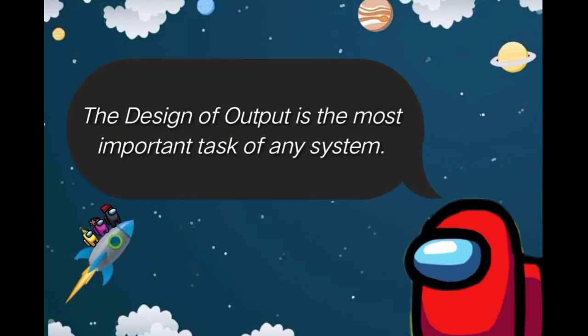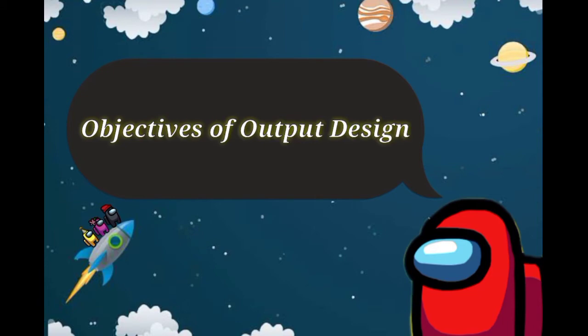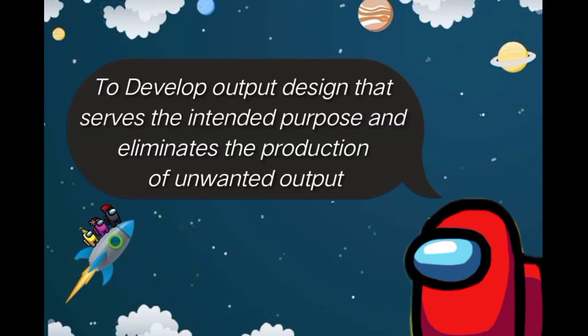Output design. The design of output is the most important task of any system. During output design, developers identify the type of outputs needed and consider the necessary output controls and prototype report layouts. The objectives of output design are to develop an output design that serves the intended purpose and eliminates the production of unwanted output. Unwanted output means unnecessary data that needs to be eliminated.